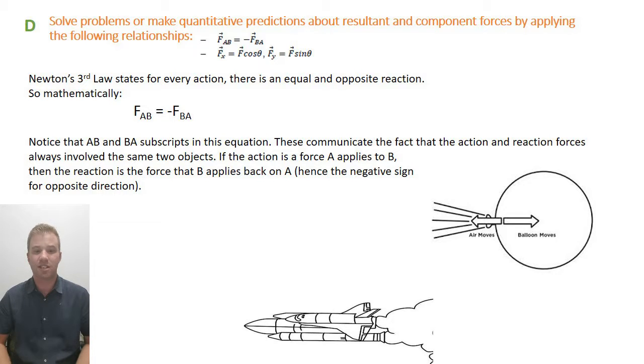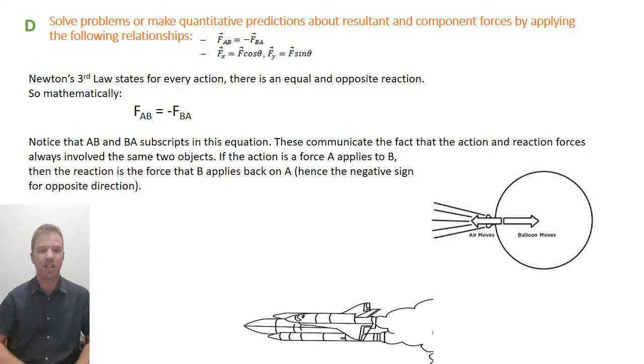So if the action is a force A applies to B, then the reaction is a force that B applies back to A, hence the negative sign in the opposite direction. And you can see that in my image with the balloon. You've got the action, which is the air coming out, and the reaction is the balloon moving forward.